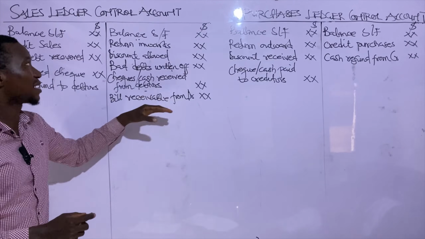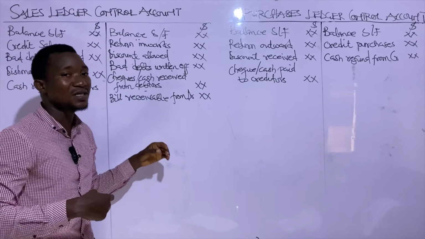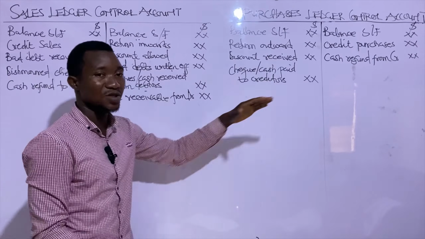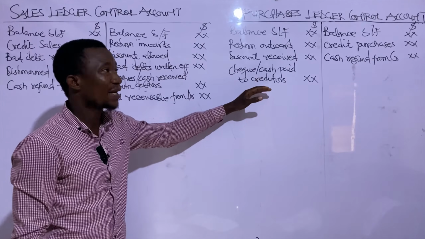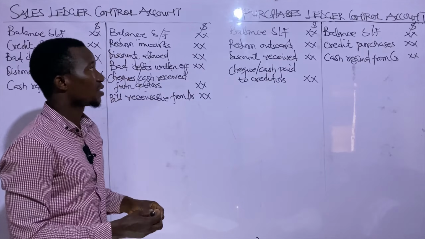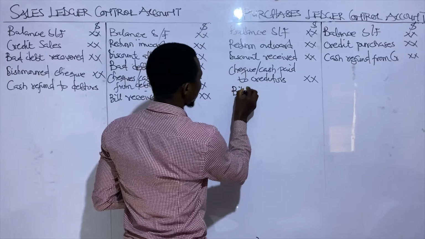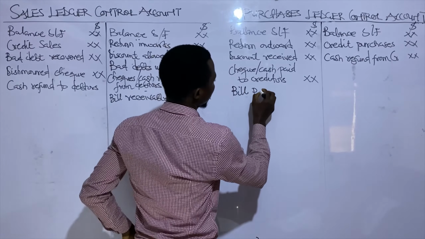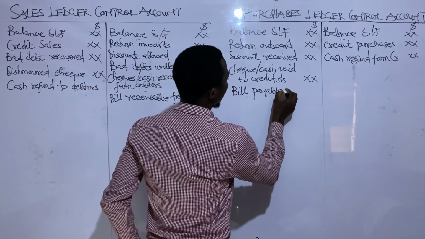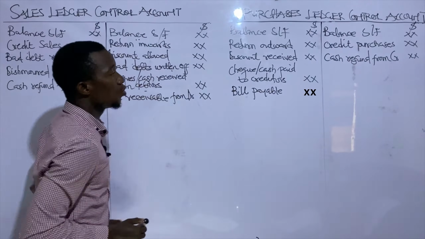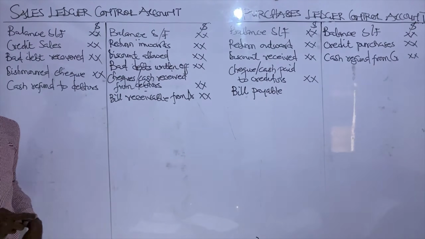If bill receivable is at the credit side of the sales ledger control account, then there could be a bill payable, where the business will use a bill of exchange to make payment to their creditors. So bill payable will be recorded at the debit side to reduce the purchases ledger control account. So we could have bill payable to creditors. So bill payable will be recorded to the purchases ledger control account at the debit side.